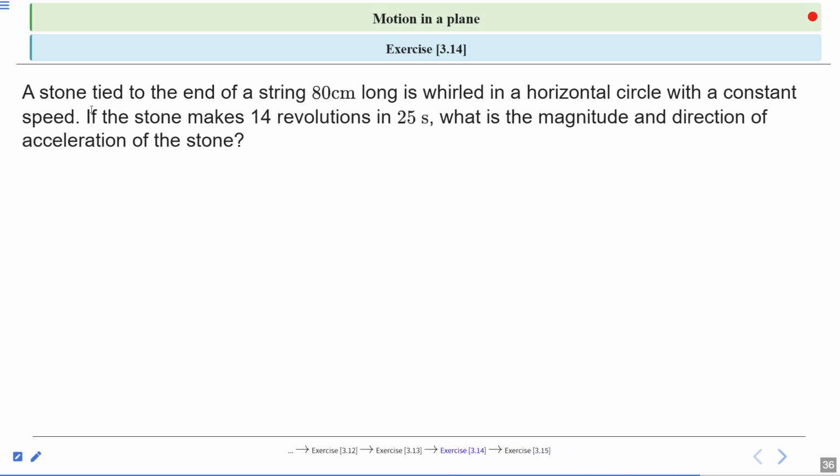Try this question. A stone tied to the end of a string 80 centimeter long is whirled in a horizontal circle with a constant speed. If the stone makes 14 revolutions in 25 seconds, what is the magnitude and direction of the acceleration of the stone? So in this question, you have to find out the magnitude and direction of the acceleration of the stone. Think about it.